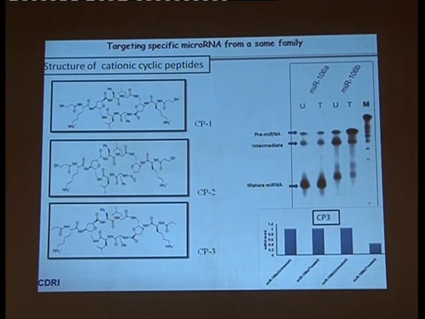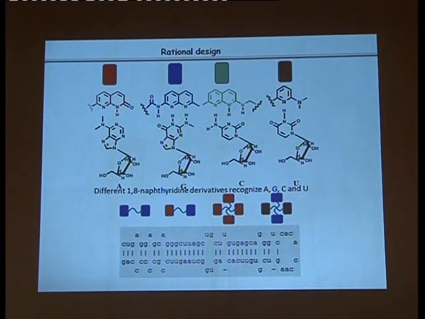So this work is in progress, because I have to go back and check whether they are targeting other similar kinds of microRNA or not. So this work is going on.